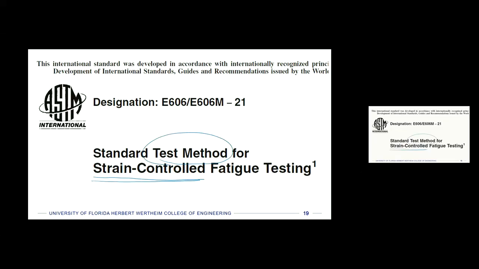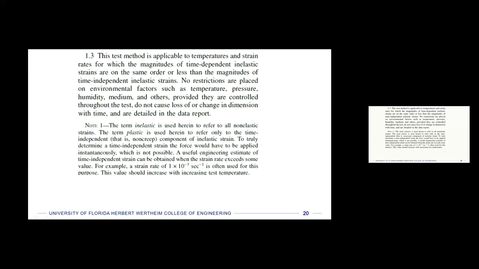So this doesn't tell us necessarily how to interpret the results, but this standard is quite long compared to the other one because it actually gives us a nice theoretical basis for things that make it into textbooks, like the one for our class. So it says this test method is applicable to temperatures and strain rates for which the magnitudes of time-dependent inelastic strains are on the same order or less than the magnitudes of time-independent inelastic strains. So it gives this very technical definition of scope at the beginning, okay?